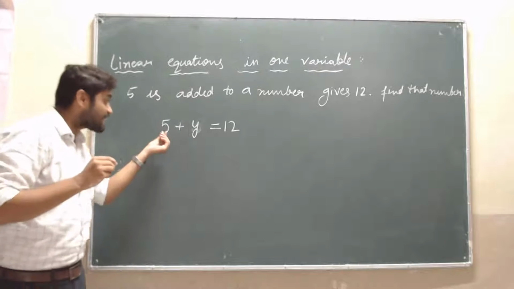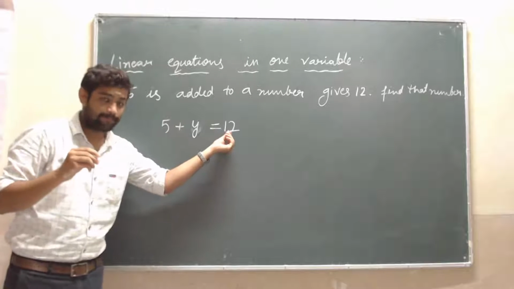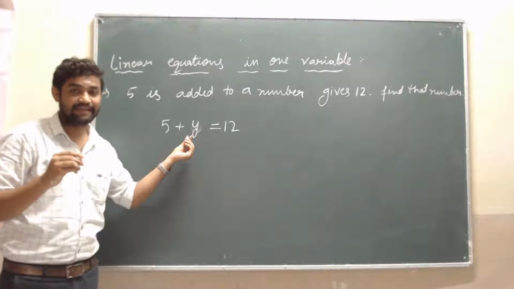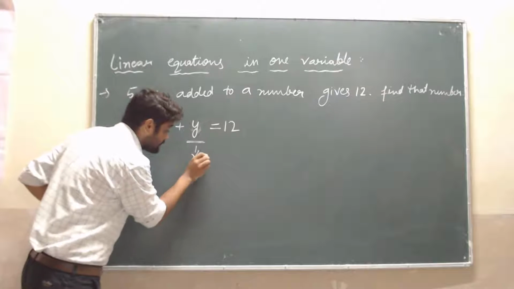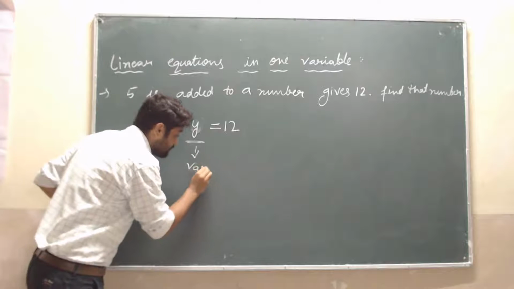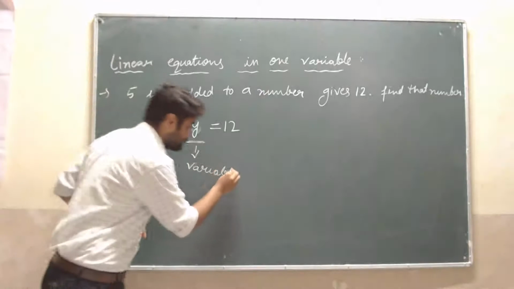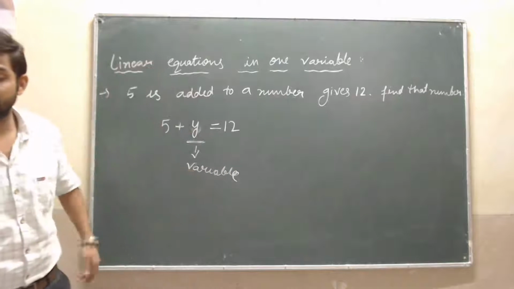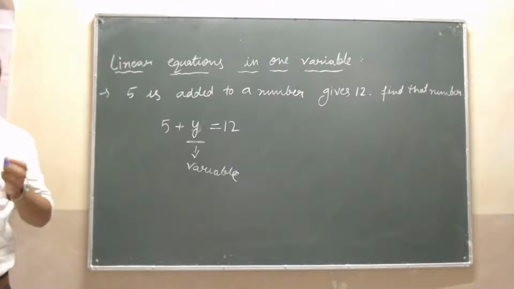Isn't it? Then see here, 5 is added to a number which gives 12, and find out y. Here y is the variable. What is meant by variable? Can anyone say?